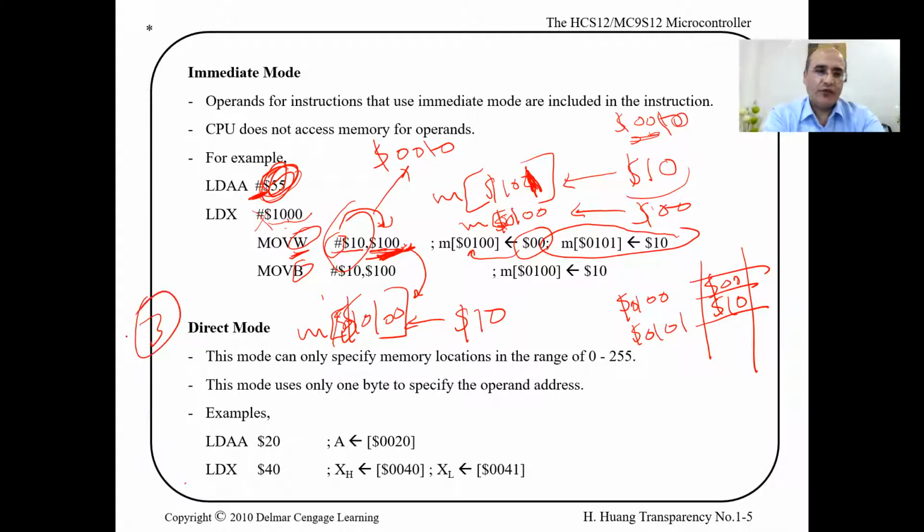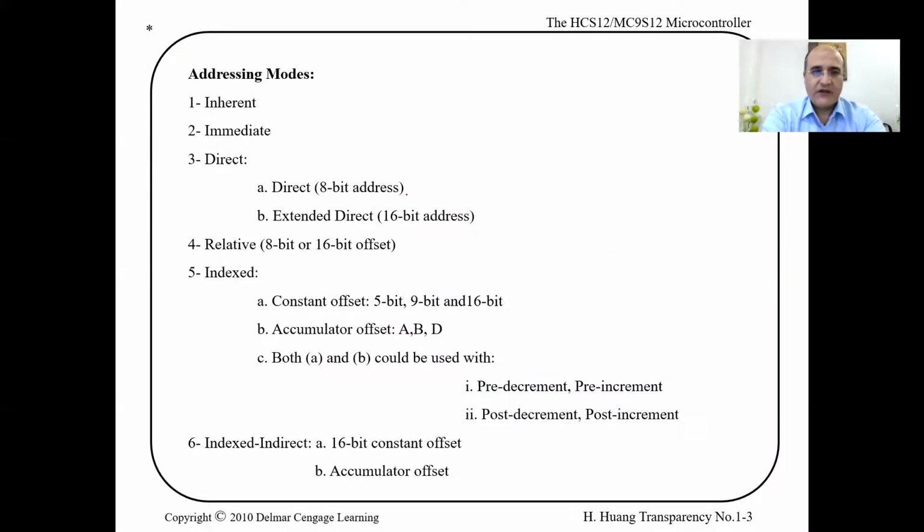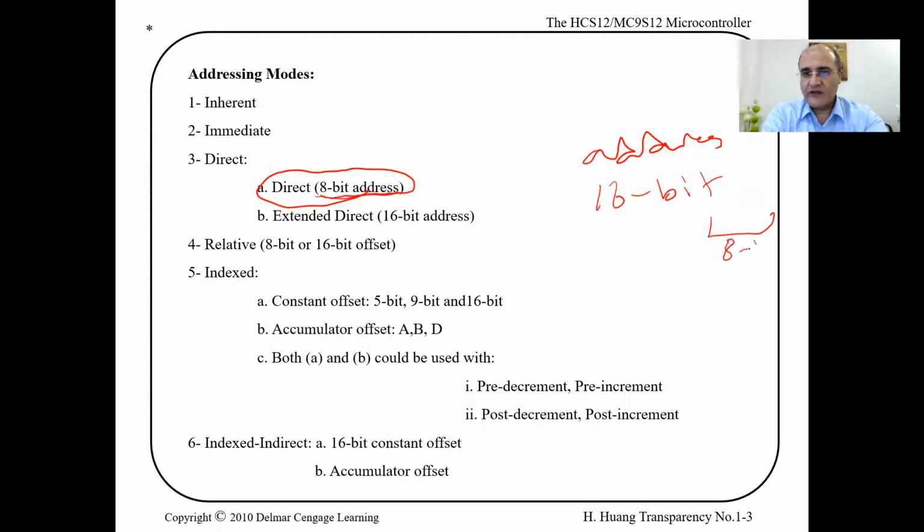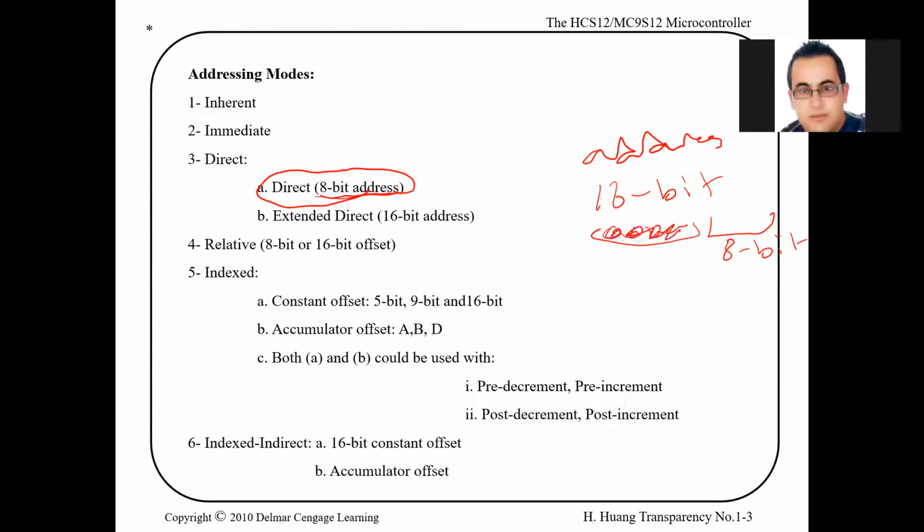The third addressing mode type is the direct addressing mode, where you directly provide the address right after the opcode. You provide the address of the operand. And the address here, if you go back to the direct: we all know that an address is 16-bit. But if I give it only the first 8 bits, then the other 8 bits, the higher ones, are all zeros. 8 zeros.